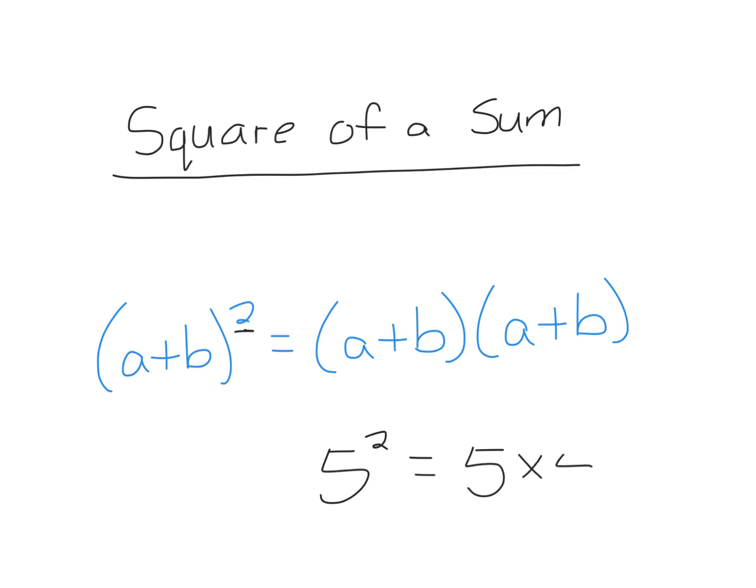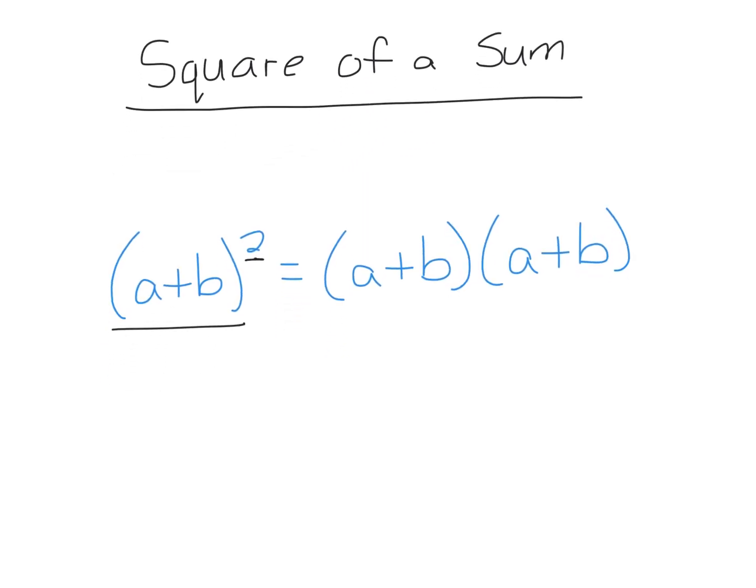5 times 5. Okay, the squared means the same thing in this case with the polynomial. We're taking the polynomial times itself, however many times the exponent says. But here we're only going to do our power of 2. So if I have a plus b squared, I can change that to a plus b times a plus b. I just wrote it twice. Does that make sense? And then you know how to work from here.